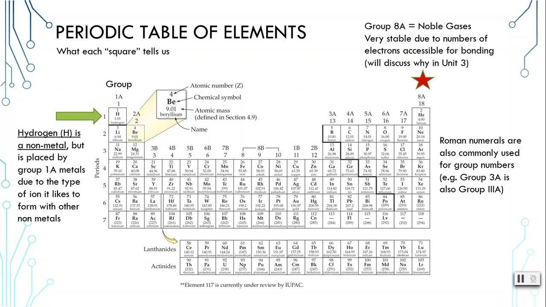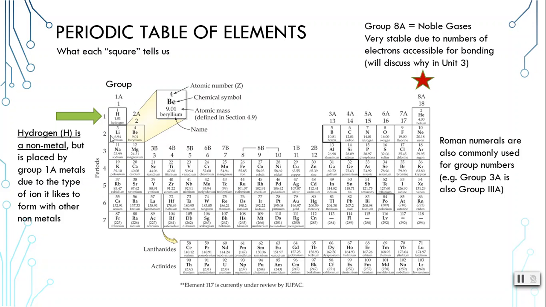So aside from being classified as a metal, non-metal, or semi-metal, elements in the periodic table are classified in terms of groups and periods. Periods are denoted by these numbers, and periods on the periodic table travel from left to right. So for example, hydrogen and helium both are in period 1.